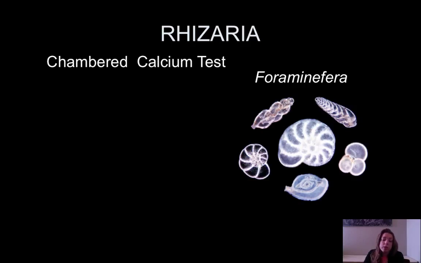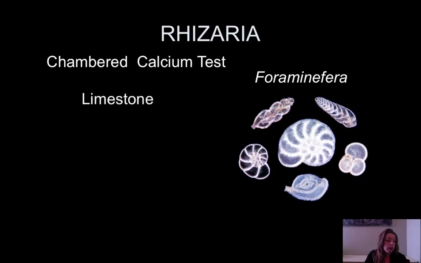The members of the foraminifera are going to have a chambered calcium test, and a test is kind of like an exoskeleton or a shell, if you will. And so their test or skeleton is made out of calcium, similar to your bone structure, and it's going to be in these small consecutive chambers. And so it ends up looking like a snail shell or a leaf or even like the button on a rattlesnake. But that's one way you can tell you're looking at the foraminifera.